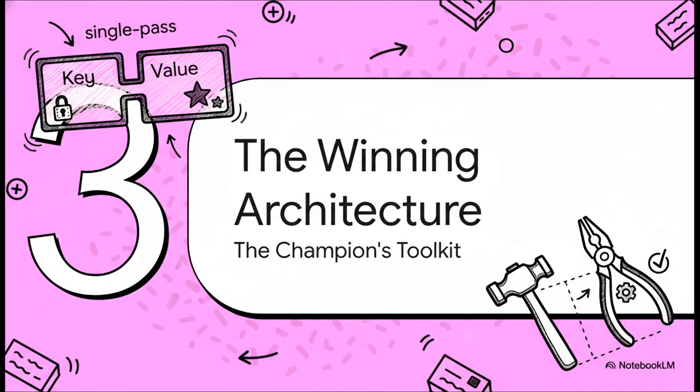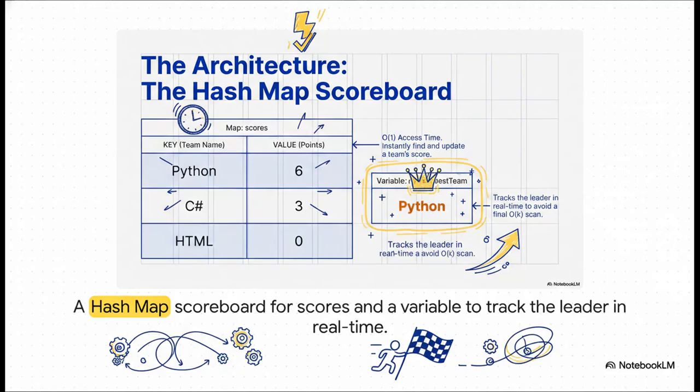So what's the secret sauce behind this awesome optimal strategy? What's the winning architecture? You'd be surprised. It's actually incredibly simple. We only need two key components in our champion's toolkit. Let's see what they are. And here they are. I'm not kidding. The entire solution boils down to these two simple tools.